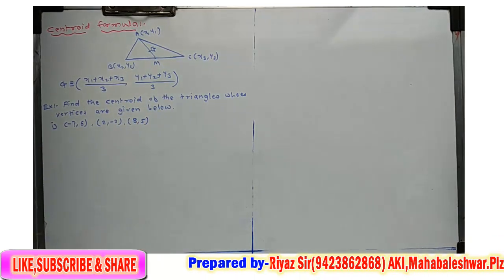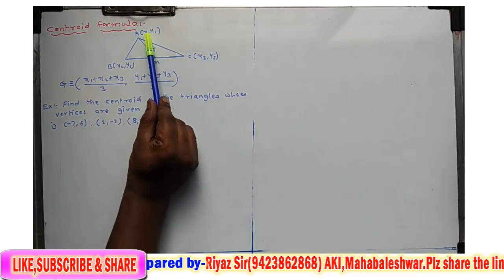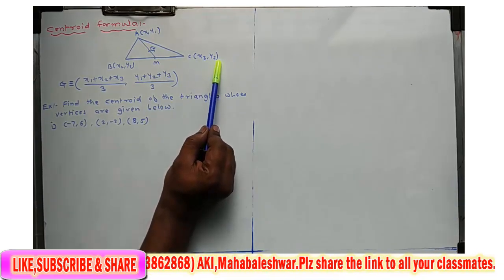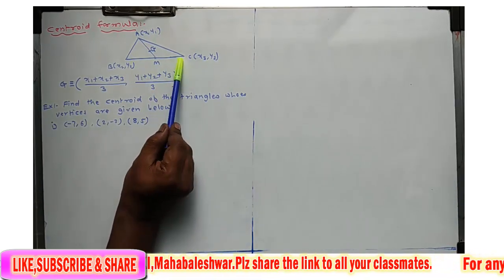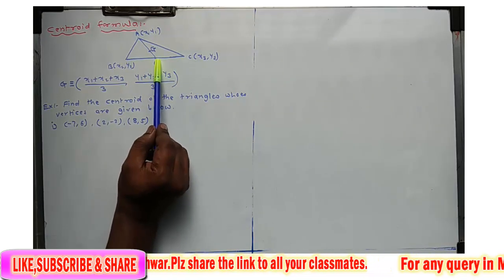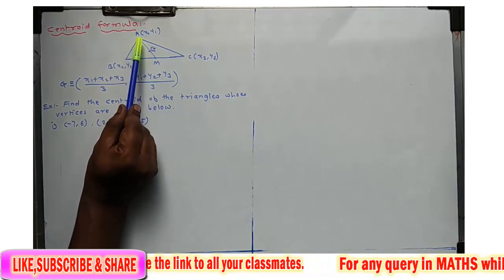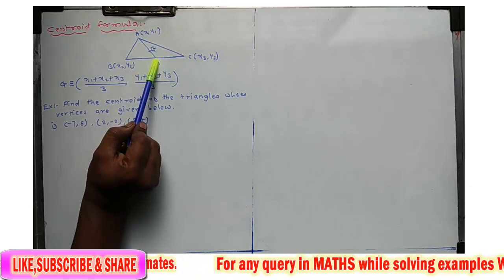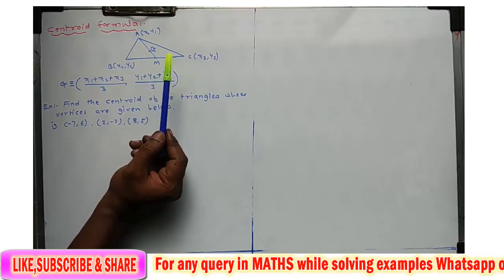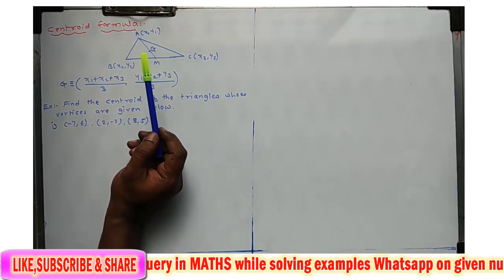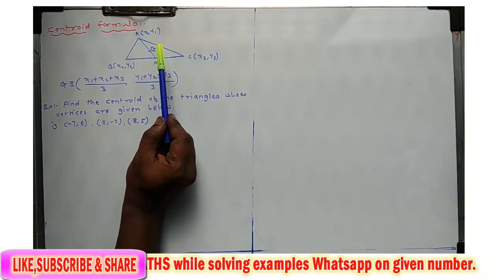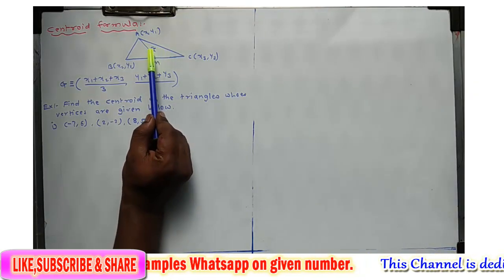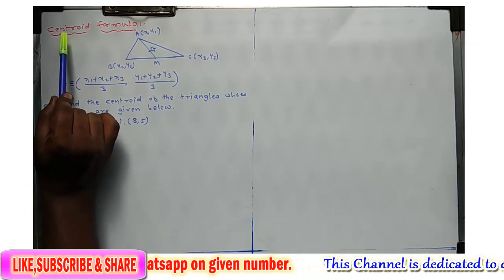Consider here triangle ABC in which point A has coordinate x1, y1, point B has coordinate x2, y2, and point C has coordinate x3, y3. Let M be the midpoint of segment BC. Then this segment AM is called the median. So in this way, for a triangle, we can draw 3 medians, and all the 3 medians are concurrent, passing through the same point, one point only. That point of concurrence is called the centroid.